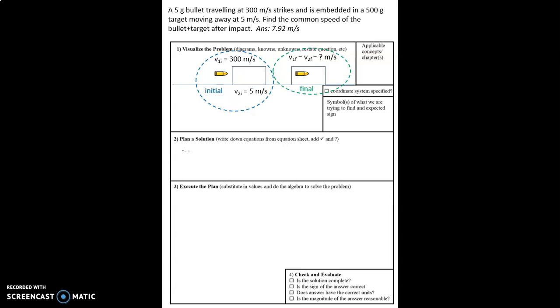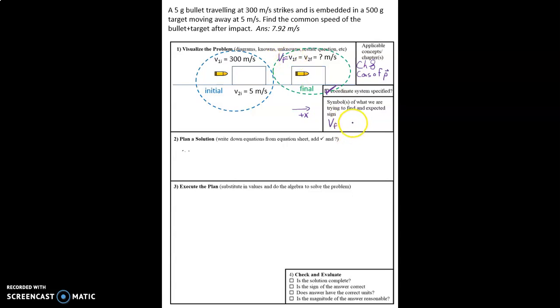Alright, now we're going to fill in some of this information. We're working on Chapter 8, Conservation of Momentum. Remember that momentum is a vector, so we do need a coordinate system. Our coordinate system is going to be to the right, being the positive x direction. What are we trying to find? Well, we're trying to find v1f or v2f. We could just call it vf.